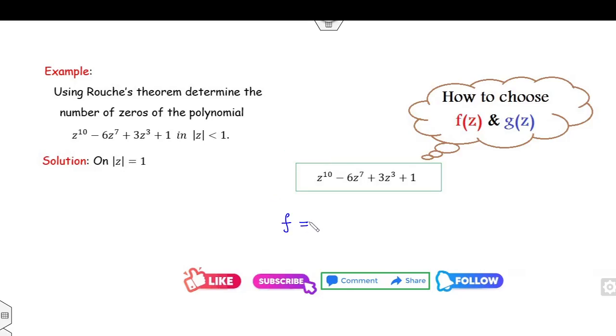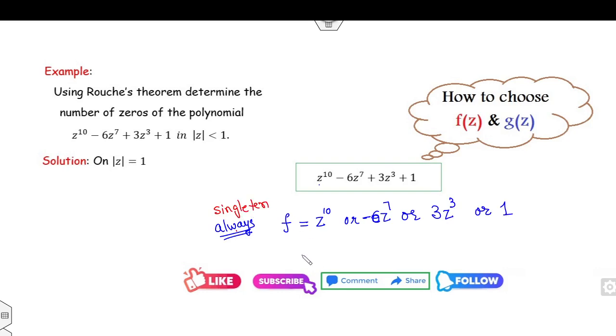f is always, remember, f is always a single term. f is either z raised to power 10, or minus 6 e raised to power z, or minus 6 z raised to power 7, or 3 z cube, or 1. Remember, it's always a single term.